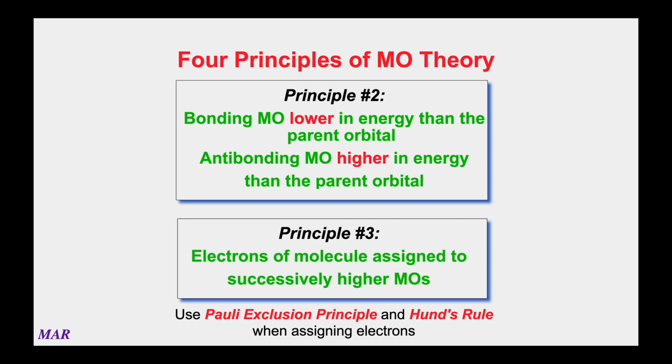Now, the Pauli exclusion principle and Hund's rule are still going to apply. Each electron in each orbital is going to have its own identity. You're not going to have any repeats. All these rules will still apply for molecular orbitals.